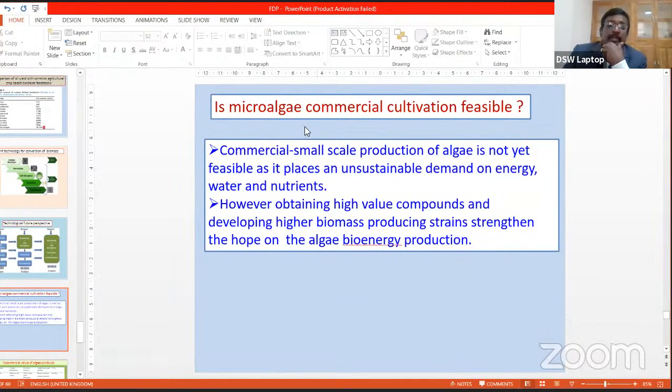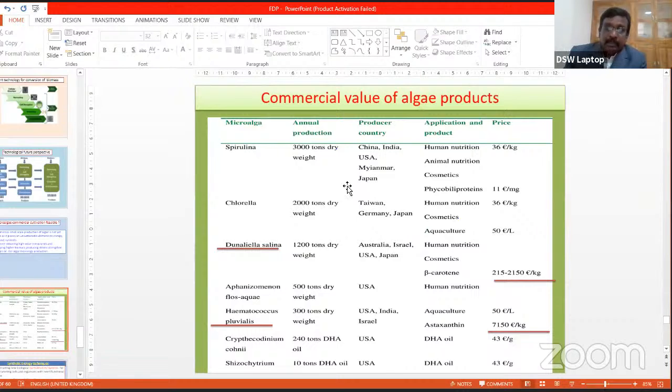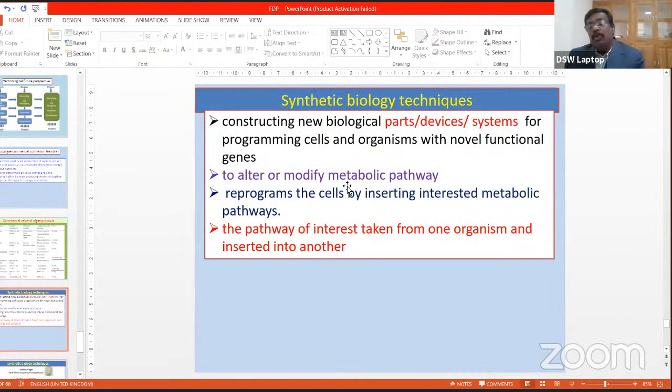As of now, commercial small scale production of algae is not yet feasible, as it places an unsustainable demand on energy, water and nutrients. But obtaining high value compounds and developing higher biomass producing strains strengthen the hope for algal bioenergy production. That is what I explained to you: how to promote the yield of the biomass further.